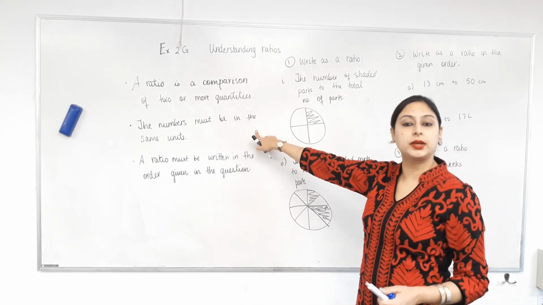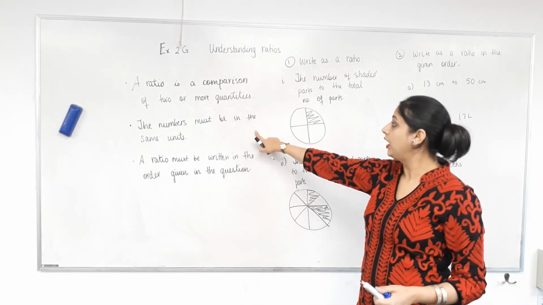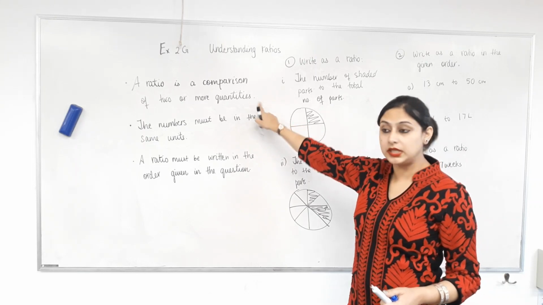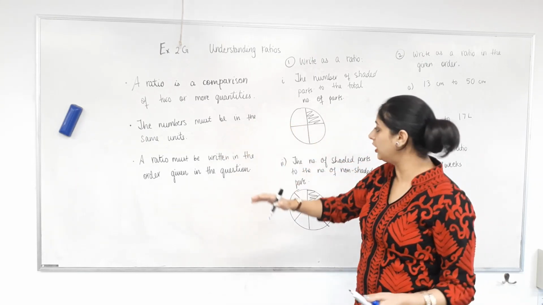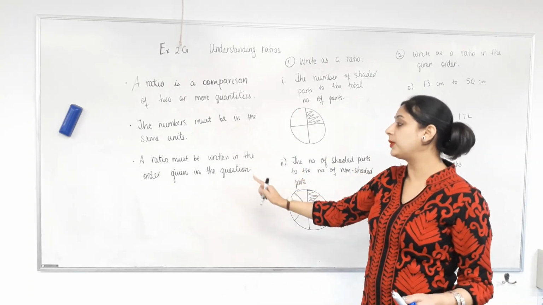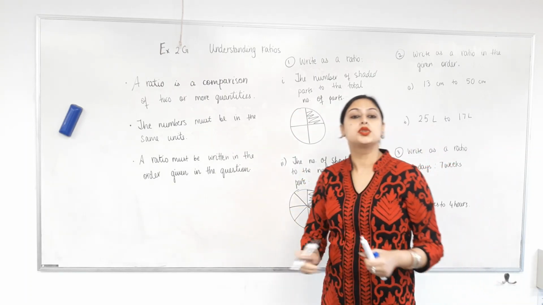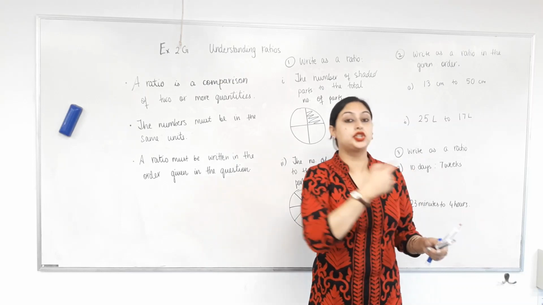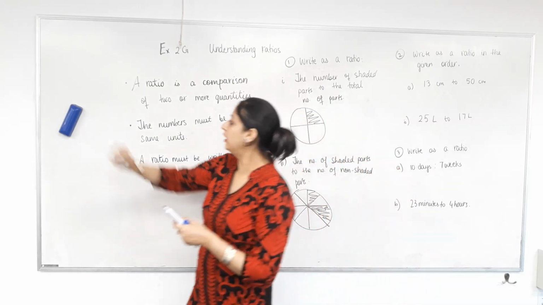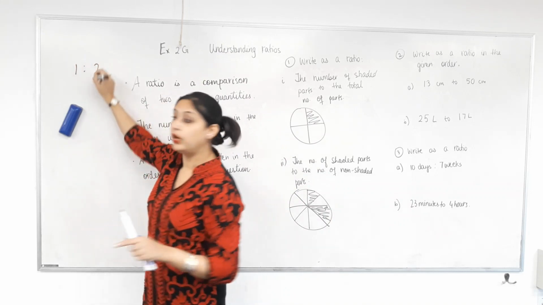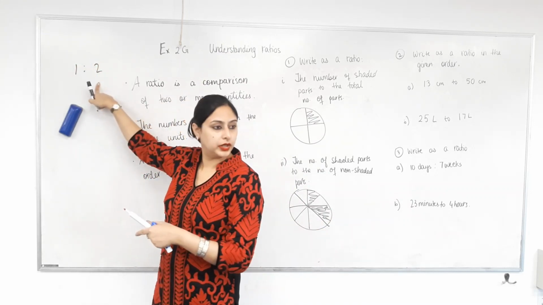So the numbers that you're comparing must be in the same unit. You can compare more than 2 quantities, like we compared the ages of you guys, myself and an older teacher. And a ratio must be written in the order given in the question. So if I say what is the ratio of your age to mine, what did I mention first, you or myself? You, right? So I would write the ratio of your age to mine is 1:2.